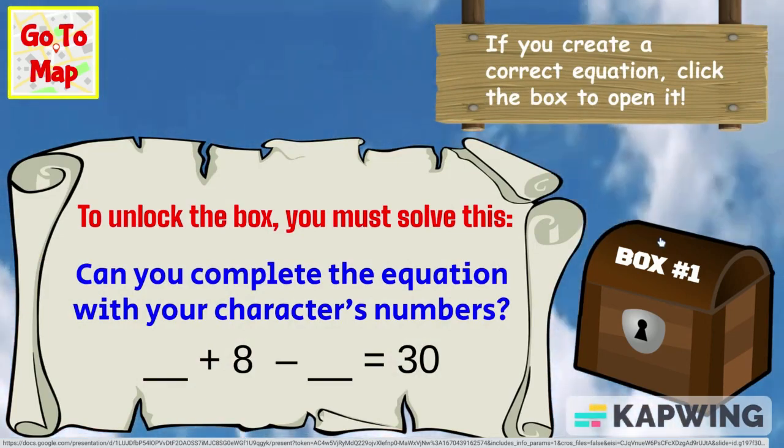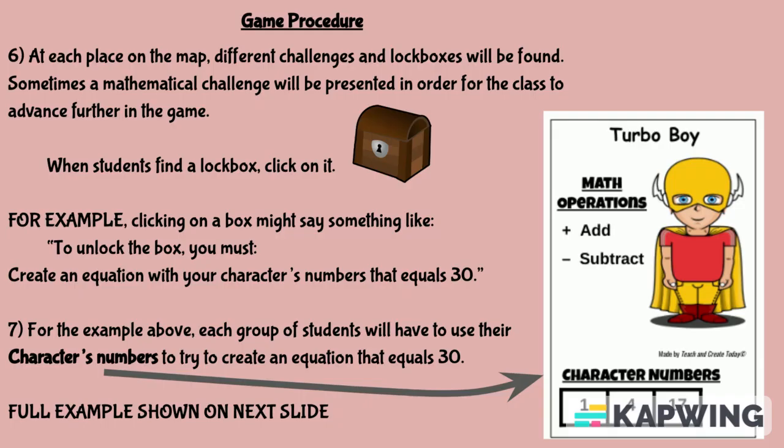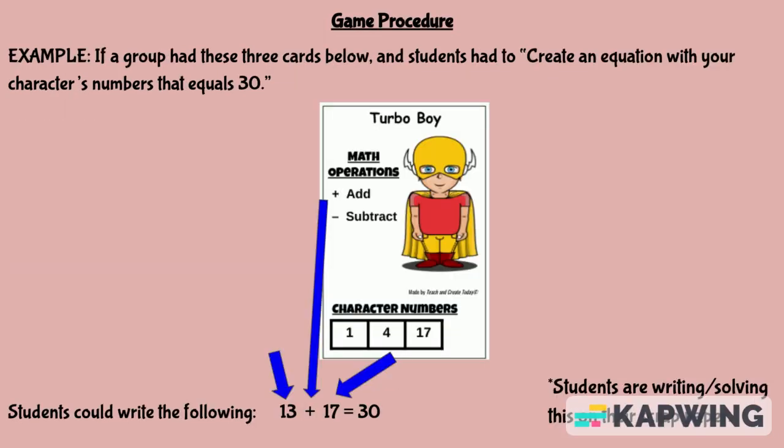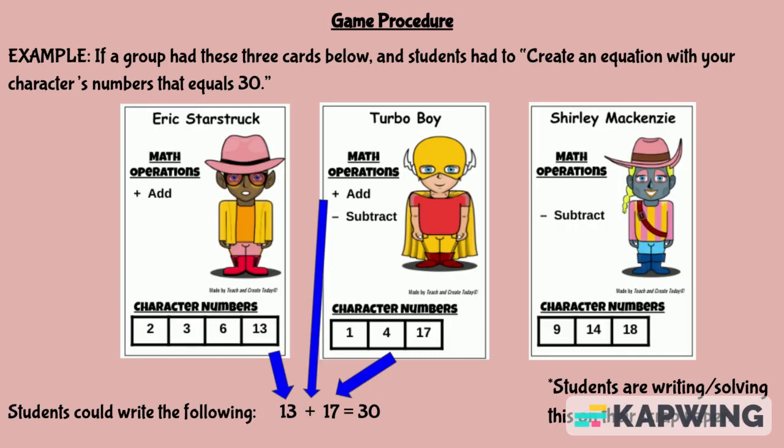When students come across a lockbox, you can click on it. For example, clicking on a box might say something like, to unlock the box, you must create an equation with your character's numbers that equals 30. So let's take a look at an example so you can understand how this works. Each group of students will have to use their character's numbers to try to create an equation that equals 30. So students will be looking at their character card.